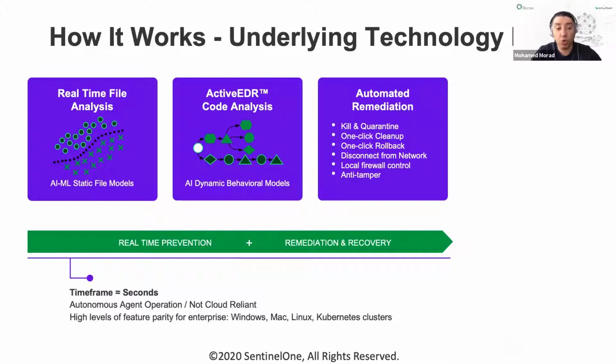Also, we have the option to roll back to restore the damaged data. Any data that has been damaged or changed is going to be remediated and rolled back. You can also disconnect the machine from the network, which means that you can isolate the machine. You can stop the attack from spreading laterally inside your environment, and you can also stop the attack from continuing to communicate with the C&C servers and attacking servers on the internet.